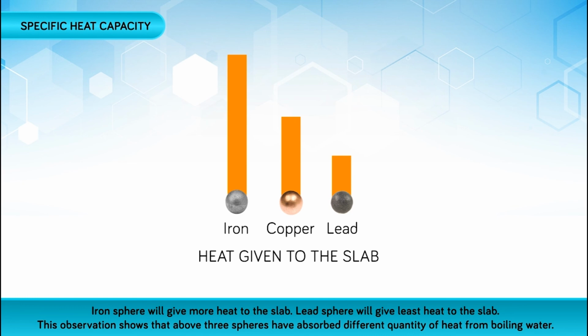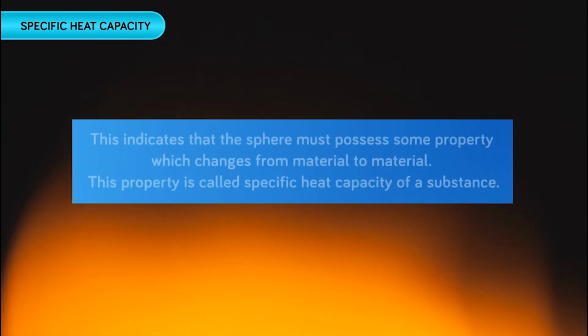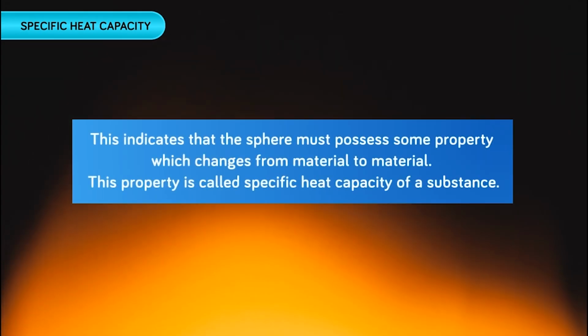This observation shows that the above 3 spheres have absorbed different quantities of heat from boiling water. This indicates that the spheres must possess some property which changes from material to material. This property is called the specific heat capacity of a substance.